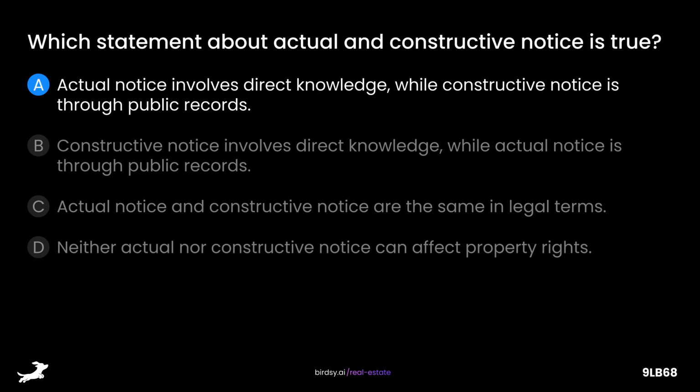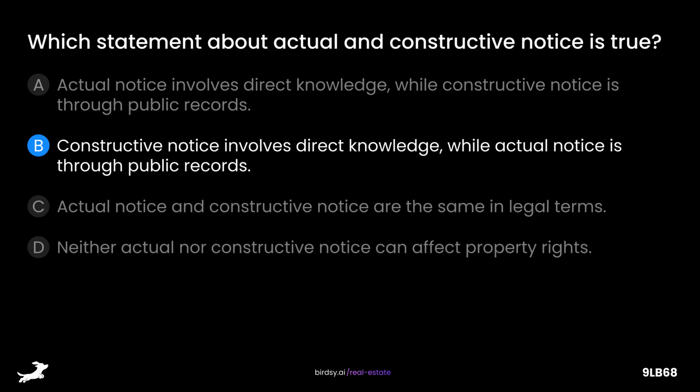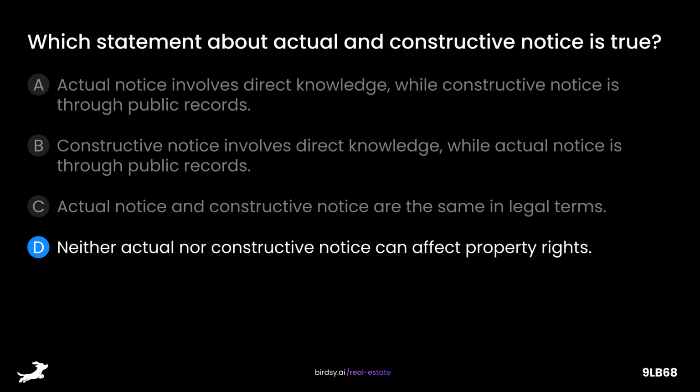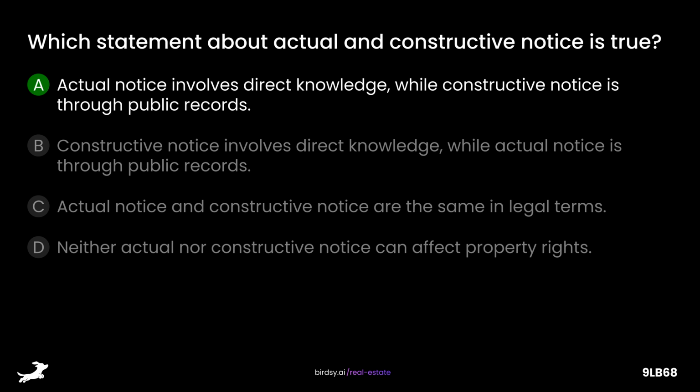Is it A, actual notice involves direct knowledge while constructive notice is through public records? B, constructive notice involves direct knowledge while actual notice is through public records? C, actual notice and constructive notice are the same in legal terms? Or D, neither actual nor constructive notice can affect property rights? The answer is A, actual notice involves direct knowledge, while constructive notice is through public records.